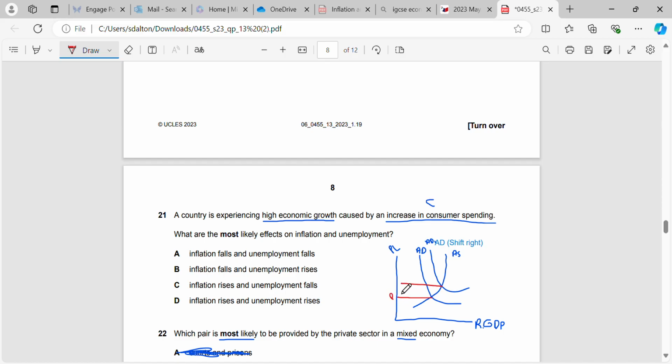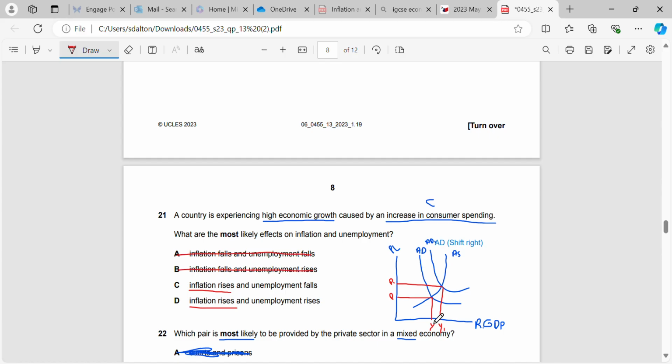What do we see has happened? Once we identify that AD has moved to the right, we should be able to identify what has happened with both price level and real GDP. So, GDP has increased. We've moved on to Y1 from the initial point of Y, and price level has also gone up. So price level going up means that we have inflation. So we're left between C and D.